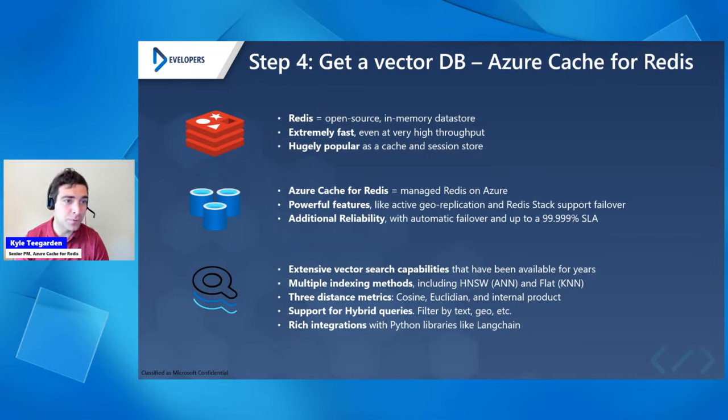And then we also have support for Redis Enterprise on Azure Cache for Redis. Redis Enterprise is like a more advanced version of Redis. It has things like the search capability and JSON capabilities and active geo-replication. And so we offer those more advanced features as well on Azure Cache for Redis, all a part of the same Azure platform. And so that's where a lot of the vector search capabilities come in. So there's a module, part of Redis Stack, called Redis Search that has really extensive vector search capabilities, different indexing methods and search metrics and a lot of really rich support for hybrid queries as well. So that's what we're going to be using here with our application.